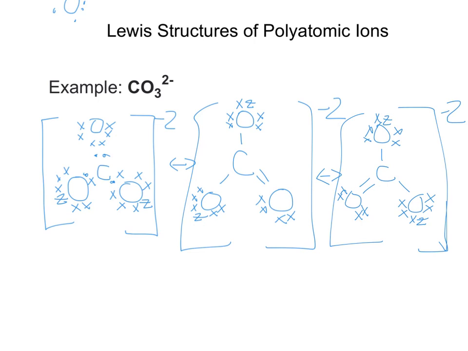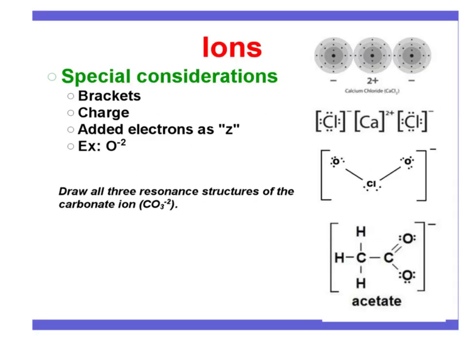So always make sure with polyatomic ions that you're paying attention to resonance structures. They are notorious for resonance structures. So to summarize what we've got here, at the very beginning, we talked about some special considerations for polyatomic ions. One is that you need to finish them up with brackets and a charge. That just shows that there are added electrons in the case of most polyatomics. Most are negative, and these electrons just kind of come from the environment. The added electrons themselves we show as a Z. Try to avoid using them as a bonding pair, so don't put them in between atoms. Keep them off to the outside. And I think that's about it.